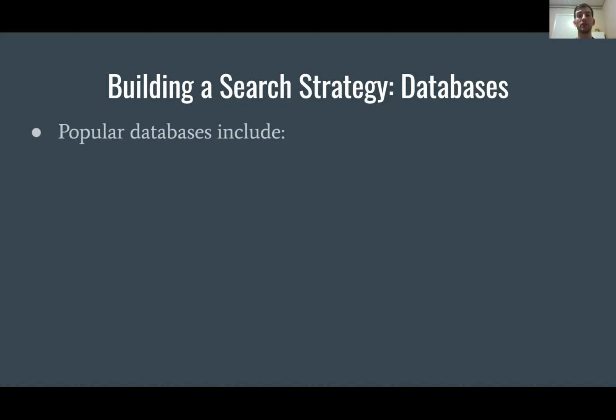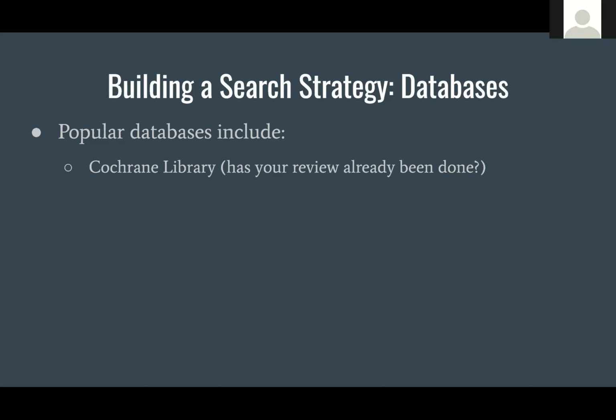So some of the popular databases that a lot of systematic reviews use are, first of all, the Cochrane library, which should be the first database that you check when you do any systematic review, because this is the database that includes purely systematic reviews. So you want to make sure you're not doing a systematic review on something that's already been done before. Or if you do, you want to make sure that your review is differentiated from the existing publications.